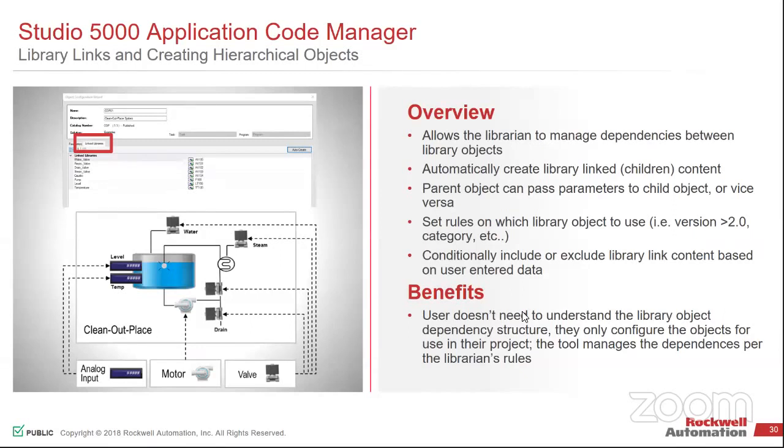The librarian can also set rules on which versions of those parents or children the users have access to. So if you're not ready to roll something out, but you have three librarians working on a certain item, you can restrict it to say, hey, everybody only has access to 2.0. 2.1 will be out in a week or two when we're finished with it.